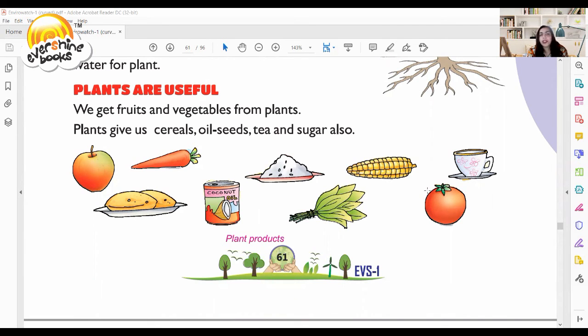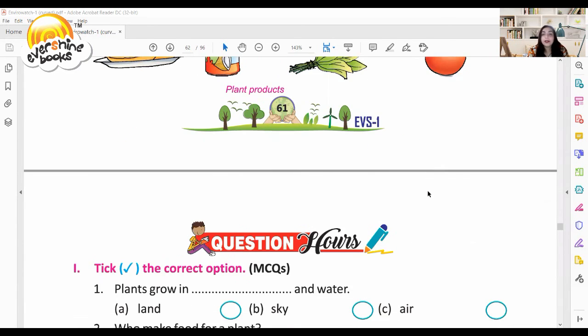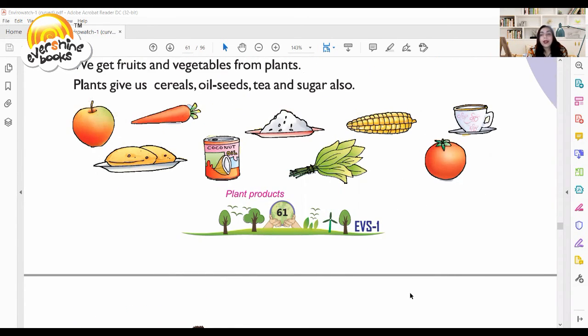Plants are very useful. We get fruits and vegetables from plants. Plants also give us cereals, oil seeds, tea, and sugar. With this, we come to the end of this chapter, this very interesting chapter on plants.